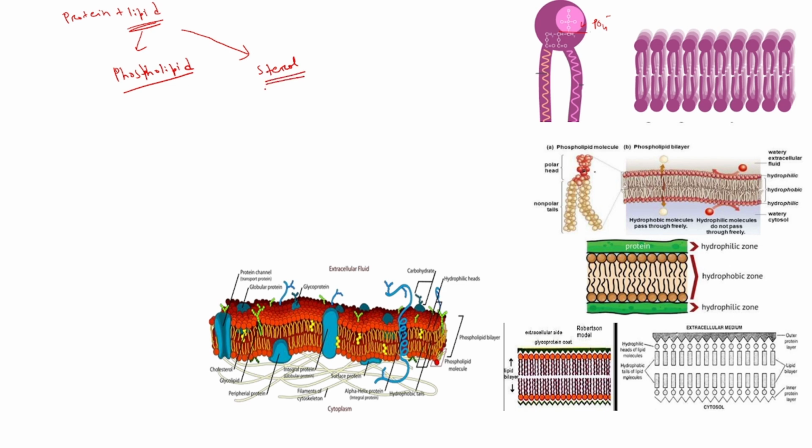So what is the sterol? Sterol is a subgroup of steroid, or one of the groups of the steroid is called the sterol. Different types of sterol are present in different organisms. For example, in animals, the sterol present is called cholesterol.